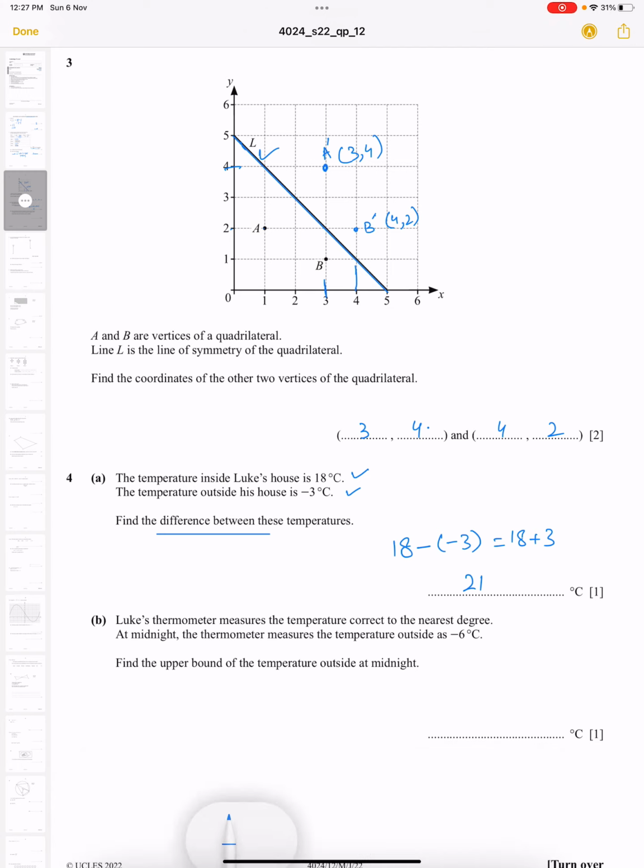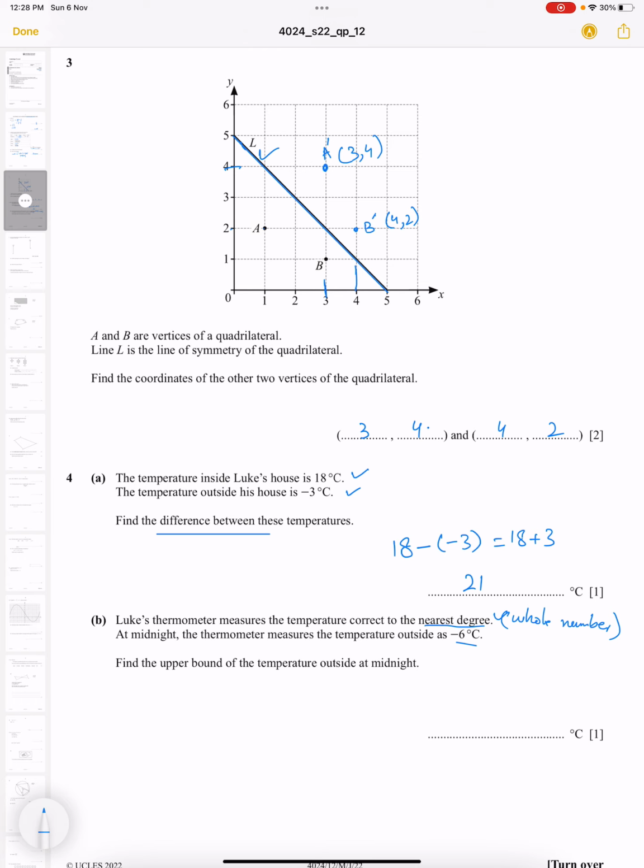Next part. Luke's thermometer measures the temperature correct to the nearest degree. Nearest degree means nearest whole number. Keep in mind, as this question is of upper bound and lower bound. At midnight, the thermometer measures the temperature outside as -6 degrees Celsius.